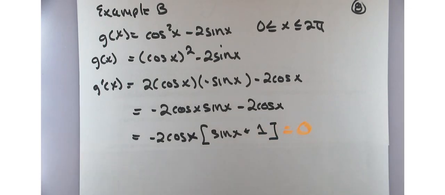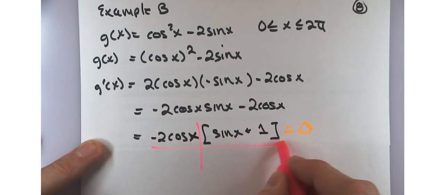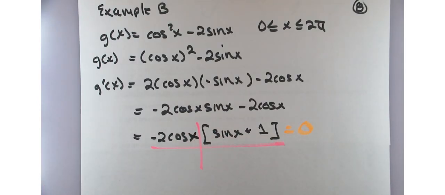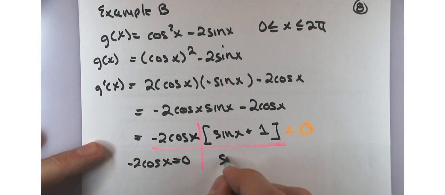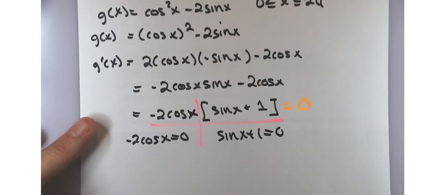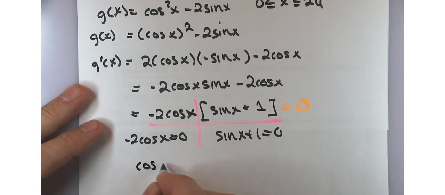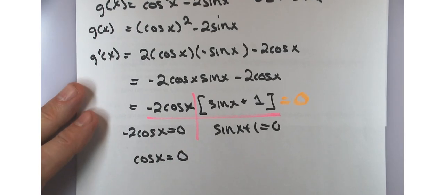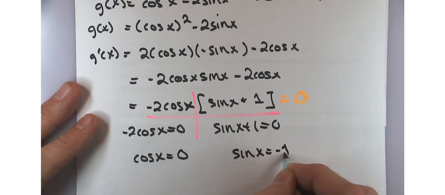So if I set that equal to 0 and say, hey, well, I need to solve, then I need to figure out where this times this equals 0. I've got two options here. Either minus 2 cosine of x equals 0 or sine of x plus 1 equals 0. On the left, I can just divide both sides by negative 2 and get cosine of x equals 0. On the right, I'll move the 1 to the other side and get sine of x equals negative 1.